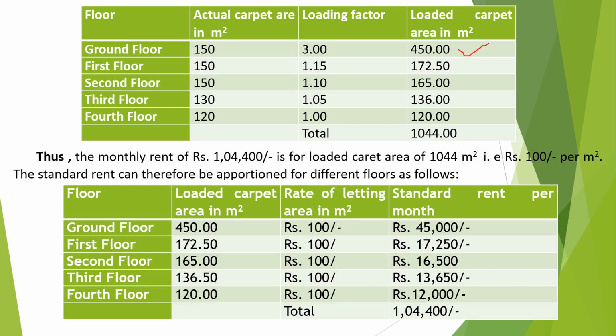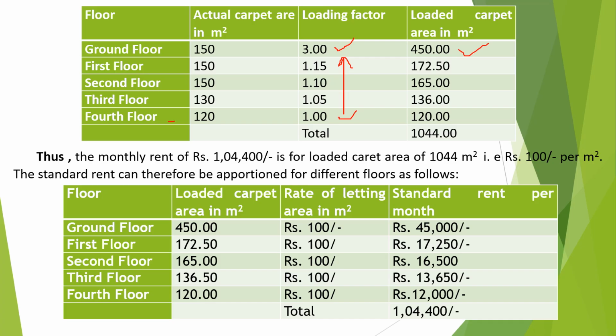So here, in the case of such type of building, the highest floor will be given a loading factor of 1. And as we go down, the loading factor will be increased by 5%. For the fourth floor, it is 1. For the third floor, it is 1.05. For the second floor, it is 1.10. And for the first floor, it is 1.15. Of course, for the ground floor, being a shopping complex, we are assuming the loading factor as 3. So once loading factors are decided, we will multiply the area of the floor with the loading factor and we will get the loaded carpet area.